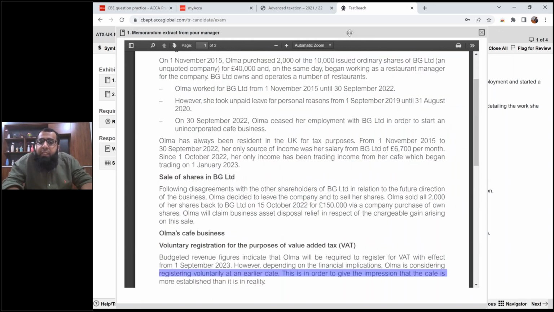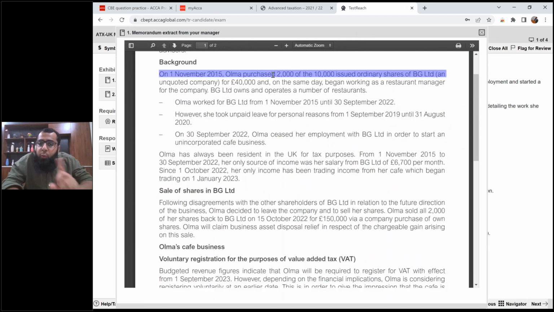Here it is. On 1st November 2015, Alma purchased 2,000 shares. Okay, and the repurchase is on 15th October 2022. So yes, the holding period is 5 years. She purchased shares in November 2015 and the buyback is on 15th October 2022.